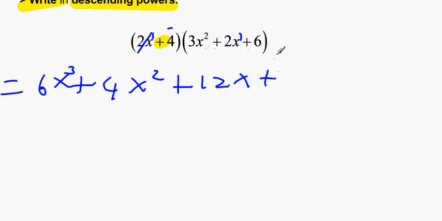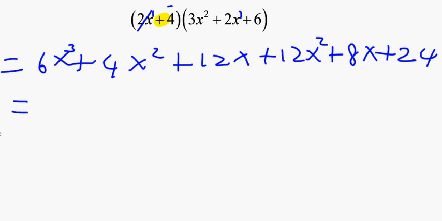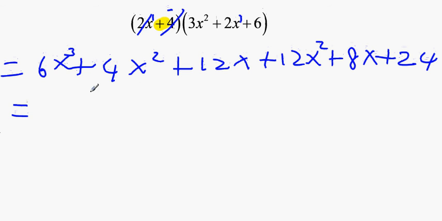Now 4 times 3 gives us 12x squared. And 4 times 2 gives us 8x. And 4 times 6 gives us 6, 12, 18, 24. Okay, so now we've multiplied out. Each term got multiplied with each term. Now we're going to look for like terms.